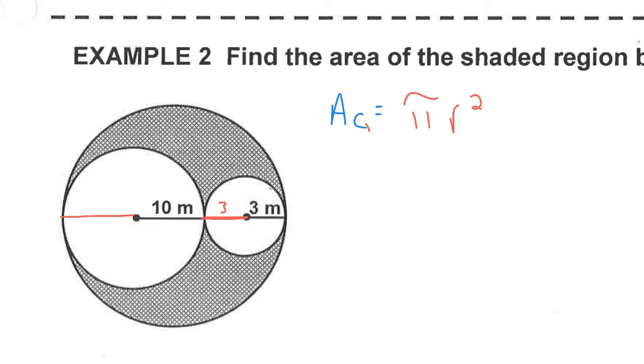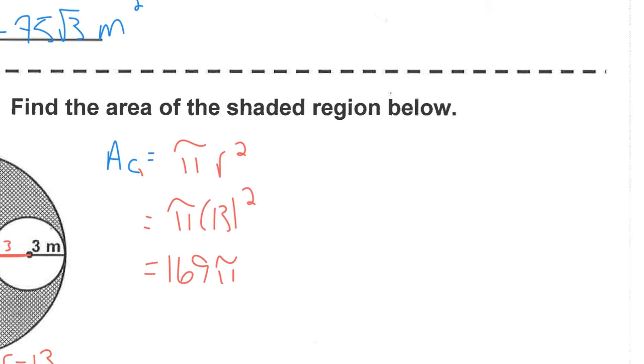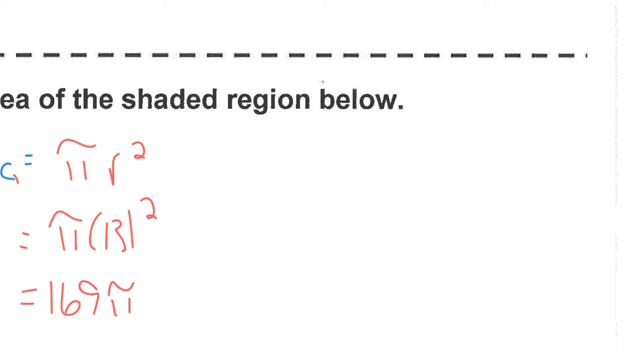Then 1's 10, so this is also 10. So it looks like that would be 26 altogether, so our diameter is 26, which would make our radius 13. So I know this is pi times 13 squared, which gives me 169 pi. So that's the whole big one. But now we have our 2 smaller ones. So I'm going to put area of circle 2, I guess. Doesn't really matter.